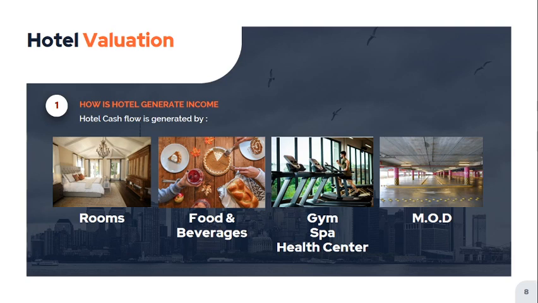Another example: when we try to value a palm oil plantation, we need to know what they get their income from. For example, from the fresh fruit bunches, or the crude palm oil, or the palm kernel oil. So we need to understand the revenue structure. For a hotel, they can generate income from the rooms, from the F&B, food and beverage, or from other minor operating departments like the gym, spa, or health center.